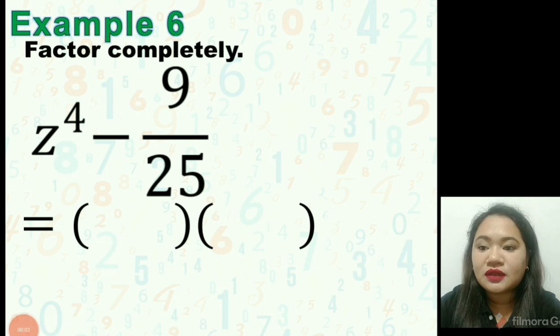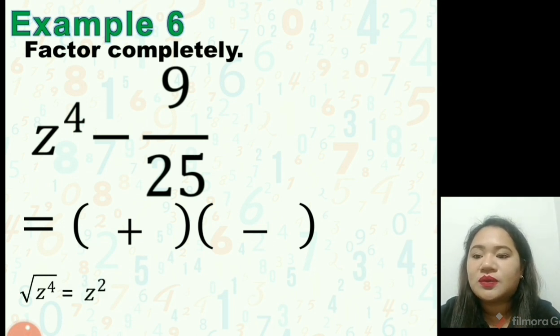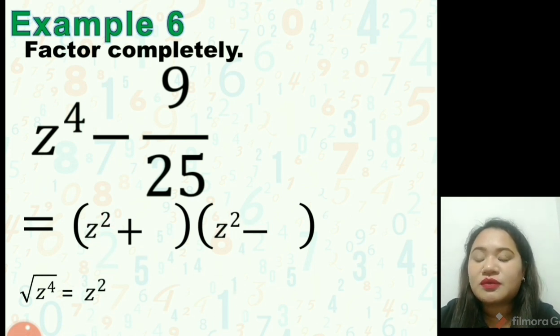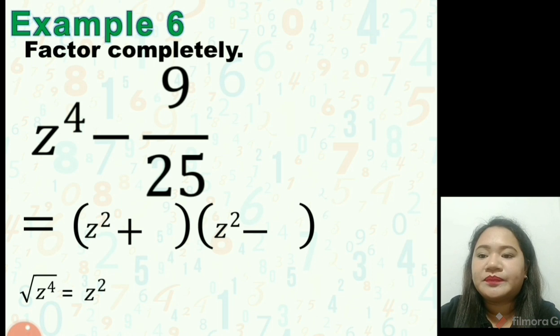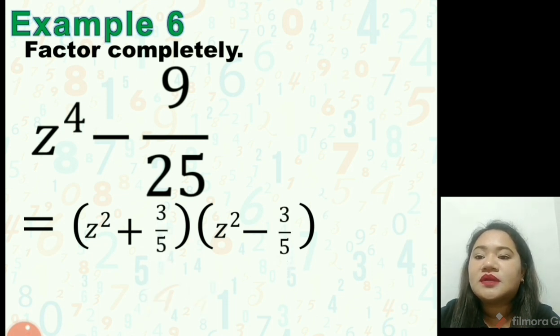Now, let's make two binomial factors. One is a sum and the other is a difference. And then, get the square root of z raised to 4. It is equal to z squared. That is the first term of our binomial factors. And then, get the square root of 9 over 25. It is equal to 3/5. So, the final answer is z squared plus 3/5 times z squared minus 3/5.